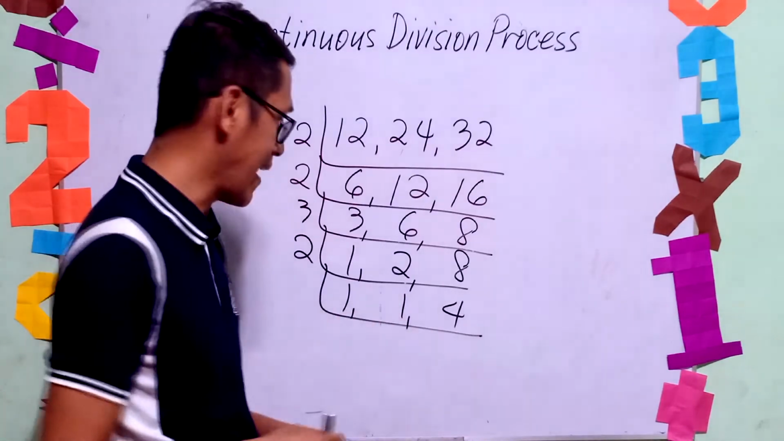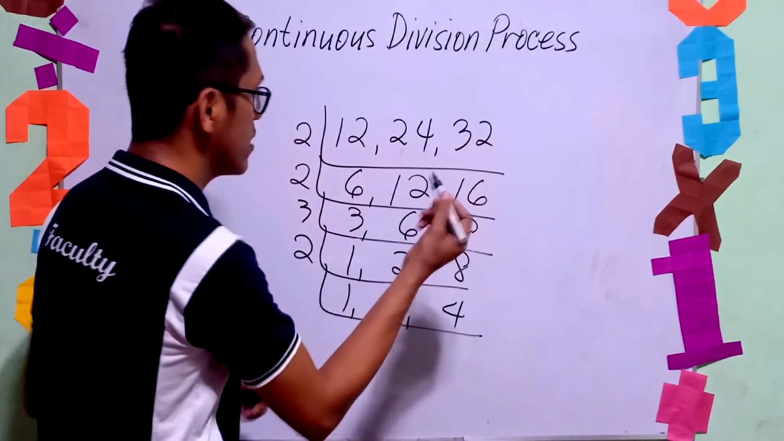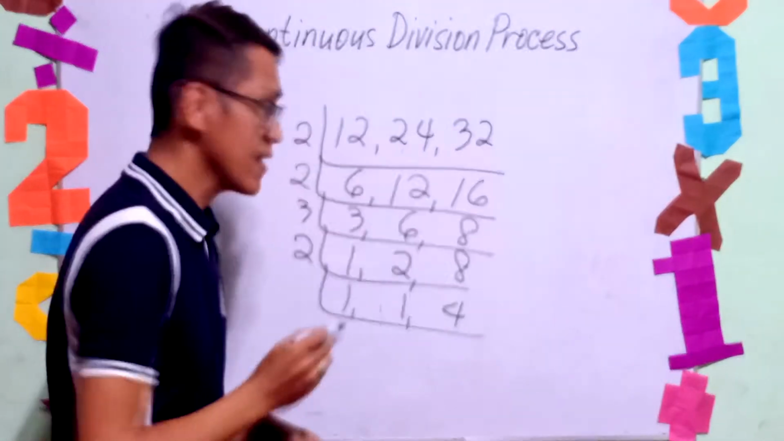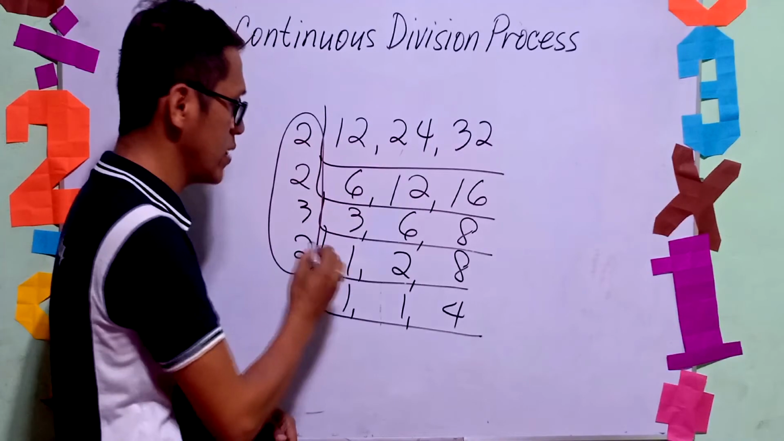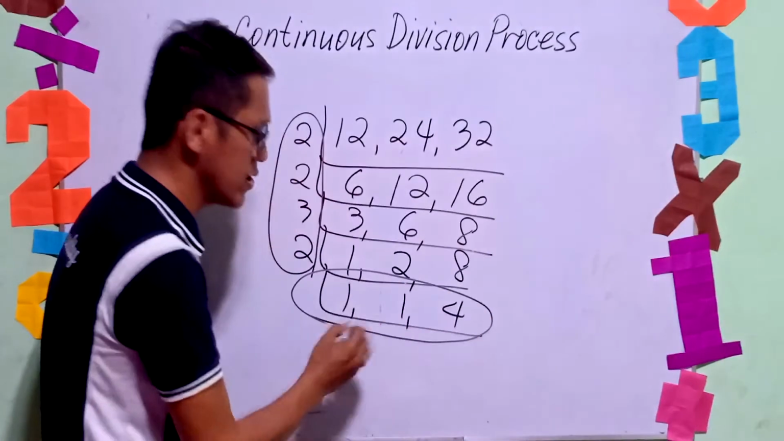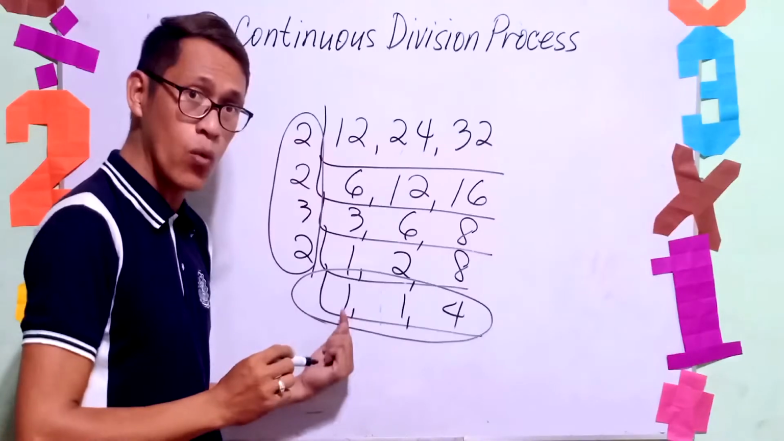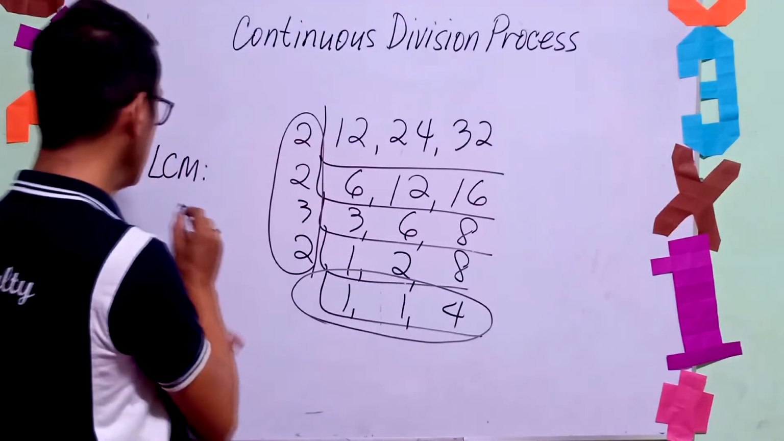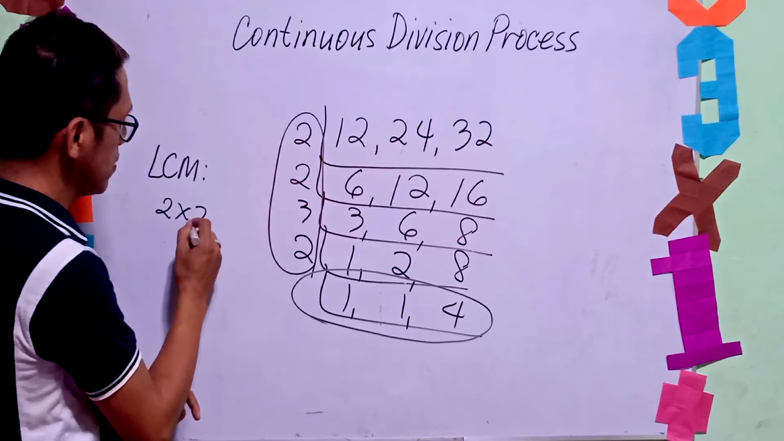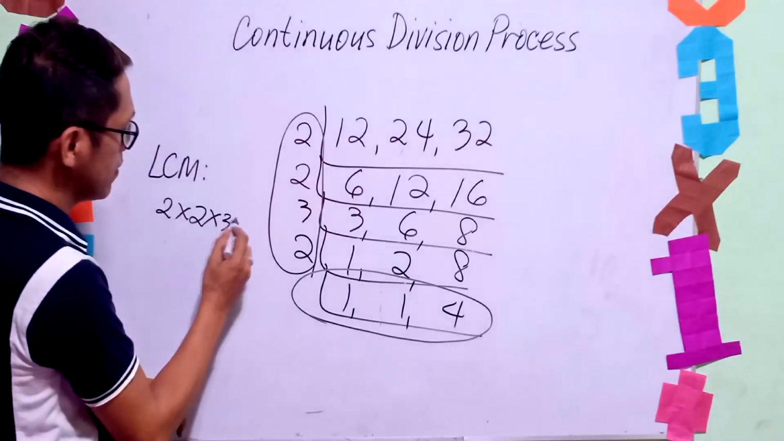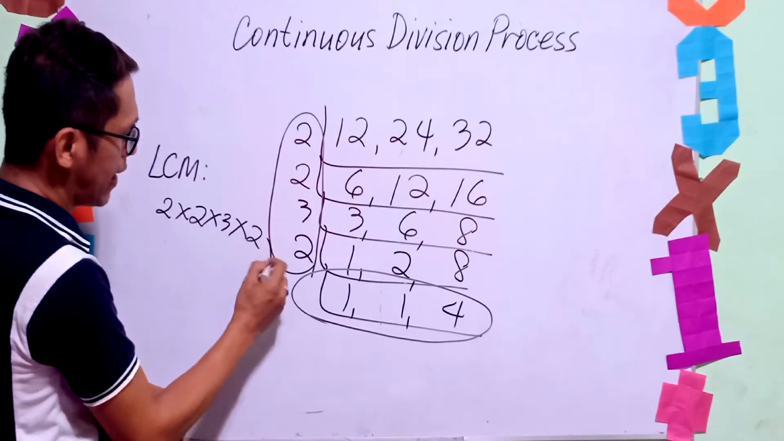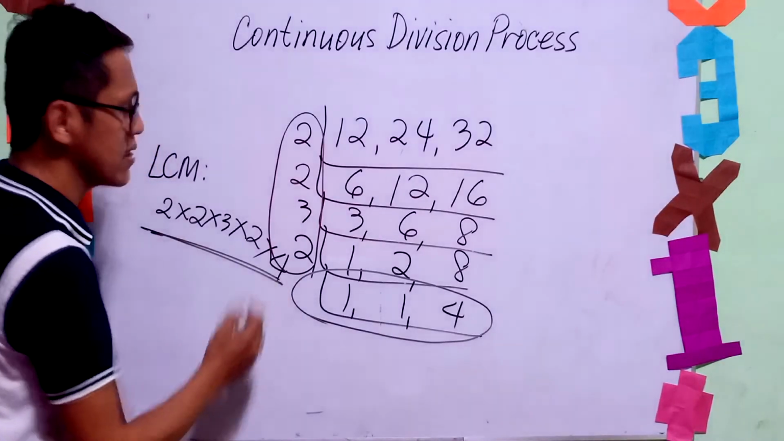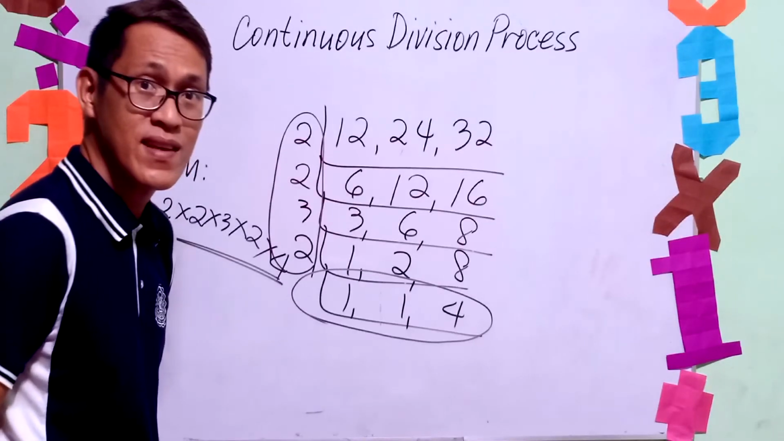So how to get the LCM now? Let's do it here. Again, get all the divisors and the bottom numbers here. Since these are 1, you don't need to include the 1. So you multiply the 2 times 2 times 3 times 2 and times the 4. So multiply all this, you get their LCM.